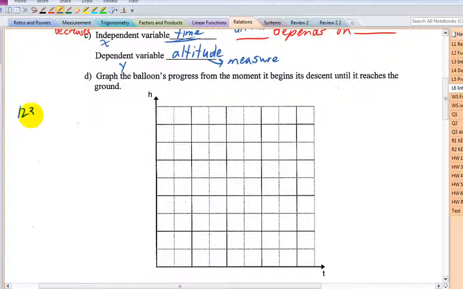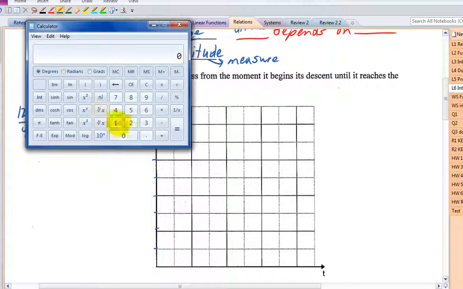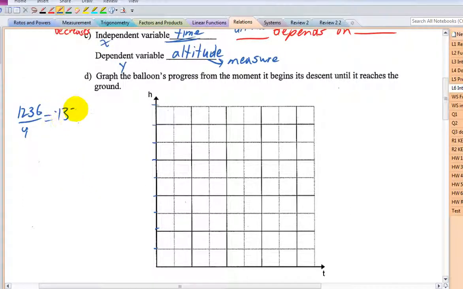We have for vertical axis, we have 1236. We have 1, 2, 3, 4, 5, 6, 7, 8, 9 boxes. So 1236 divided by 9 is what? 137.3. So what should we go up by? 50s wouldn't be enough. We have to go up by at least 137. Otherwise, we won't have enough squares. So how do we go up by 150 each one?